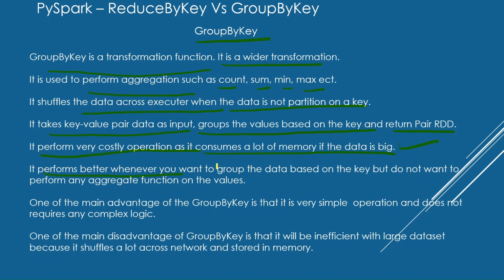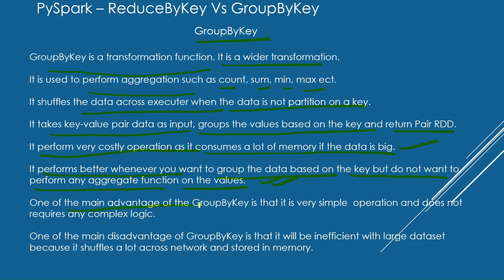It performs better whenever you want to group the data based on the key, but do not want to perform any aggregate function on the value. So this is very important. Suppose there is a scenario where we want to group the data only based on the key, but we don't want to do any kind of aggregate function on the values per key. If you don't want to perform any kind of aggregation over the key, then the performance of group by key will be very high.